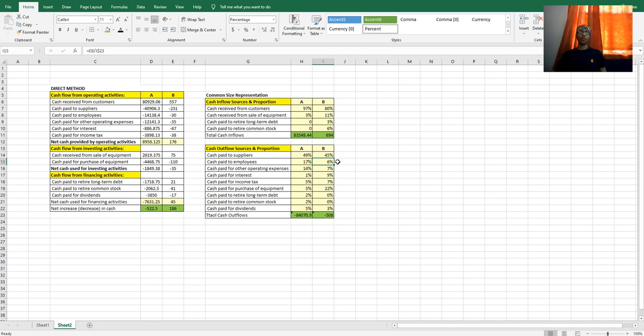Cash paid to retire long-term debt and common stock is 2% for A, while for B this is basically an inflow. They have taken debt and they have issued stock. Cash paid for dividends, A has paid more, B has paid less, 5% and 3% respectively. So we can compare right now how the inflows and outflows balance each other. This is how we do a common size analysis for 2 companies with different scale of operations.